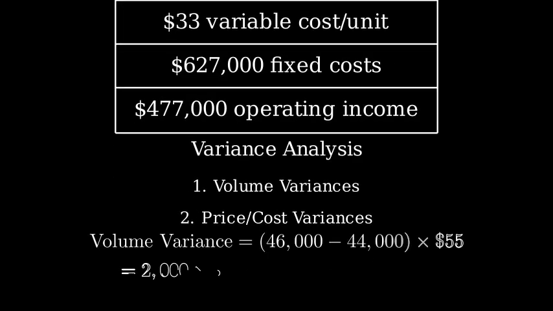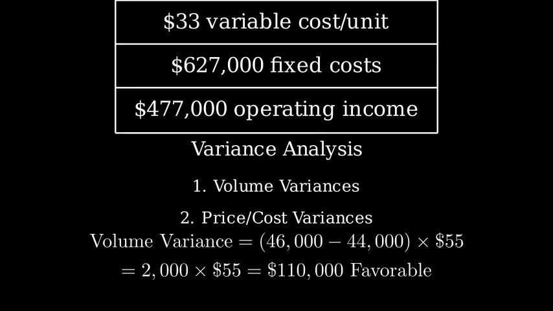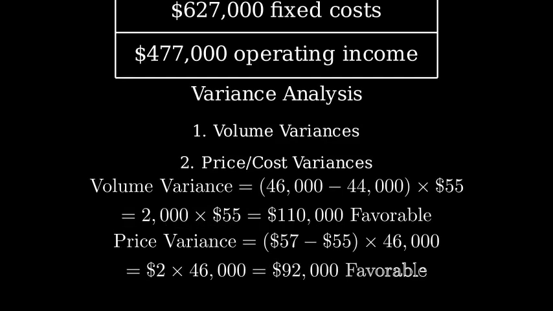Let's start with the sales volume variance. The company sold 2,000 more units than budgeted. At the budgeted price of $55, this created a favorable sales volume variance of $110,000. Next, let's analyze the price variance.